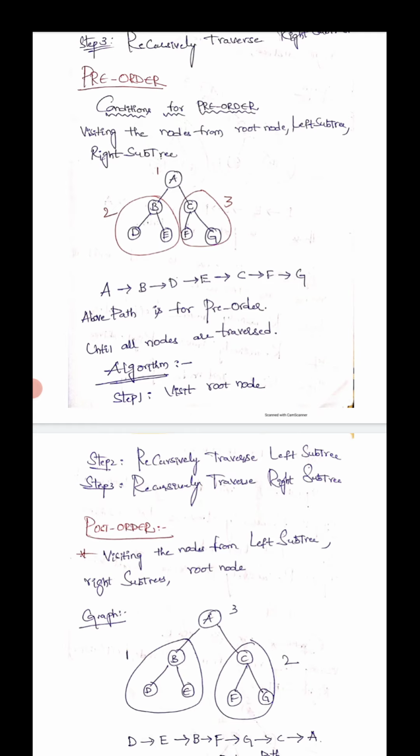Listen carefully, for all algorithms one point is very essential: until all the nodes are traversed well. Coming to the algorithm, step 1 of pre-order: first we need to visit the root node. Coming to step 2, recursively traverse the left subtree. Listen carefully, recursively traverse the left subtree, visiting all the nodes recursively through the left subtree. And step 3, recursively traverse the right subtree.